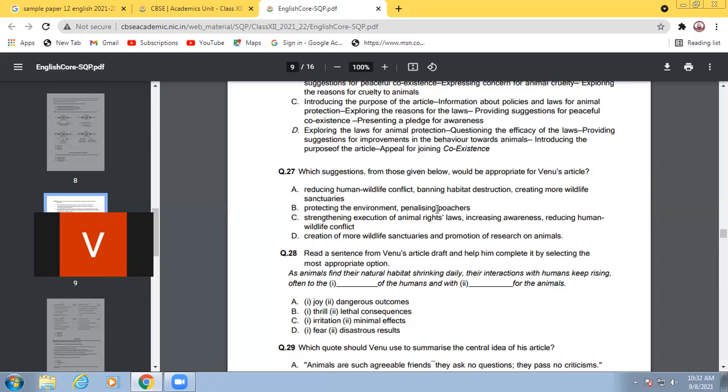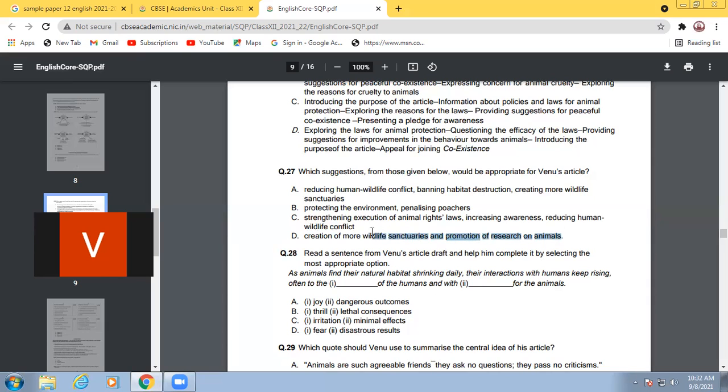Protecting the environment, penalizing poachers. Yes. When we suggest that poachers should be penalized, it's okay. C option, strengthening execution of animal rights laws. Yes. Increasing awareness, reducing human wildlife conflict. Okay. And D option is creation of more wildlife sanctuaries and promotion of research on animals. Okay, promotion of research on animals. D point is totally wrong.